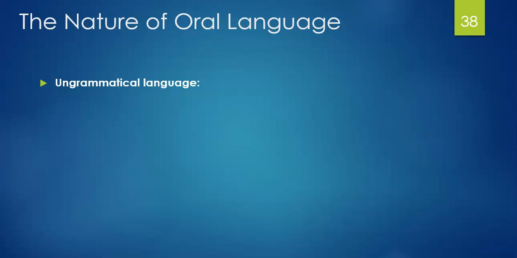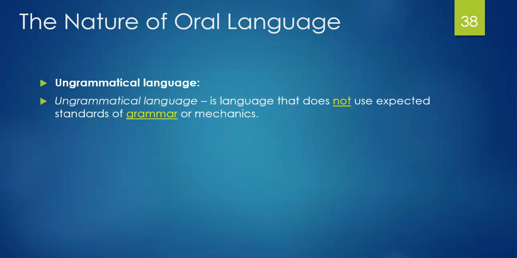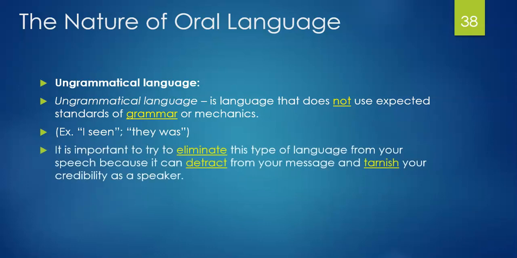Ungrammatical language. Ungrammatical language is language that does not use expected standards of grammar or mechanics. Examples include "I seen" or "they was doing something." Those are not grammatically correct. It's important to try to eliminate this type of language from your speech because it can detract from your message and tarnish your credibility as a speaker.